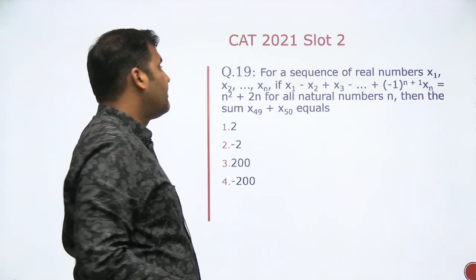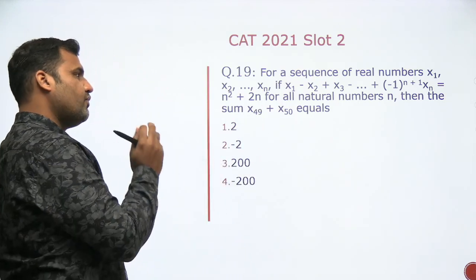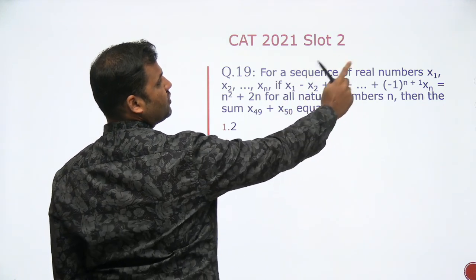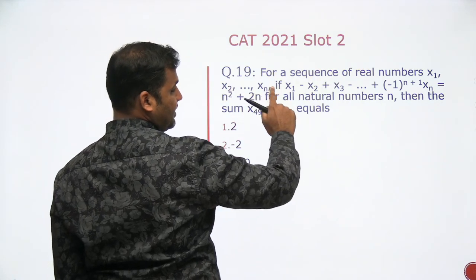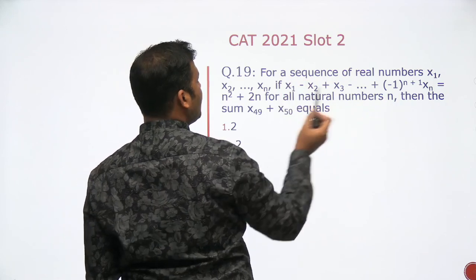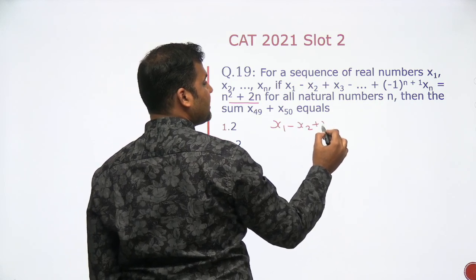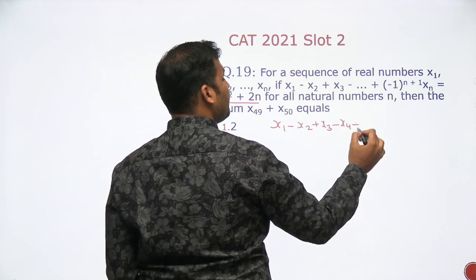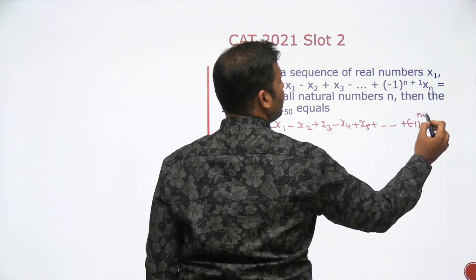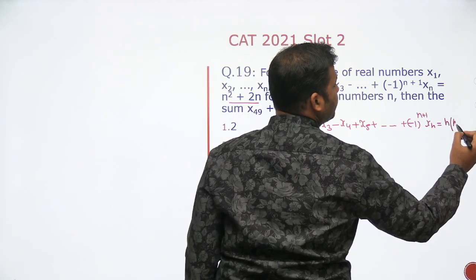So guys, here's the next question, number 49 of algebra. It's a sequence and series based question, but a very simple one. You just need to observe that the sequence of real numbers x1, x2, ..., xn is given to you. The summation of these terms, x1 minus x2 plus x3 minus x4 plus x5 and so on, that is, (-1) raised to power n+1 into xn, is given to you as n into n plus 2.